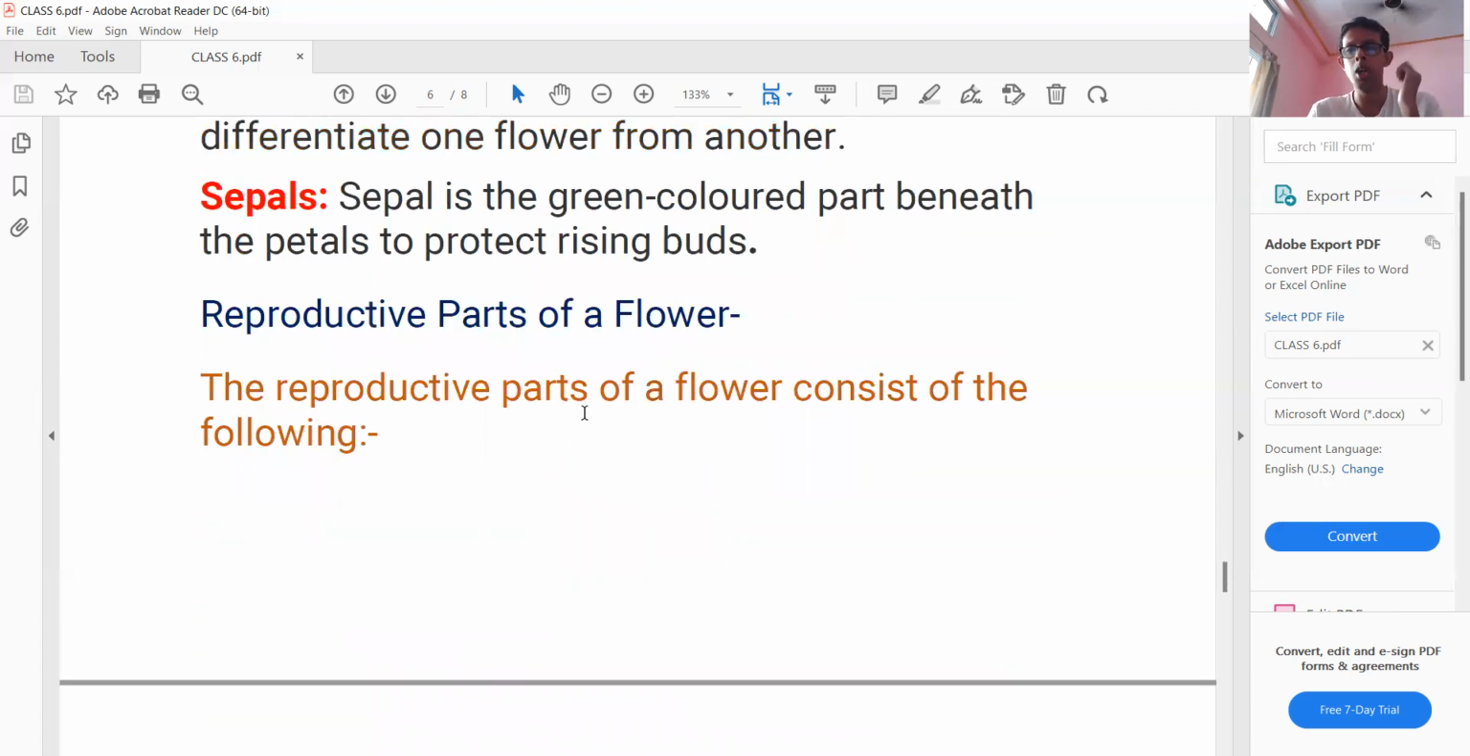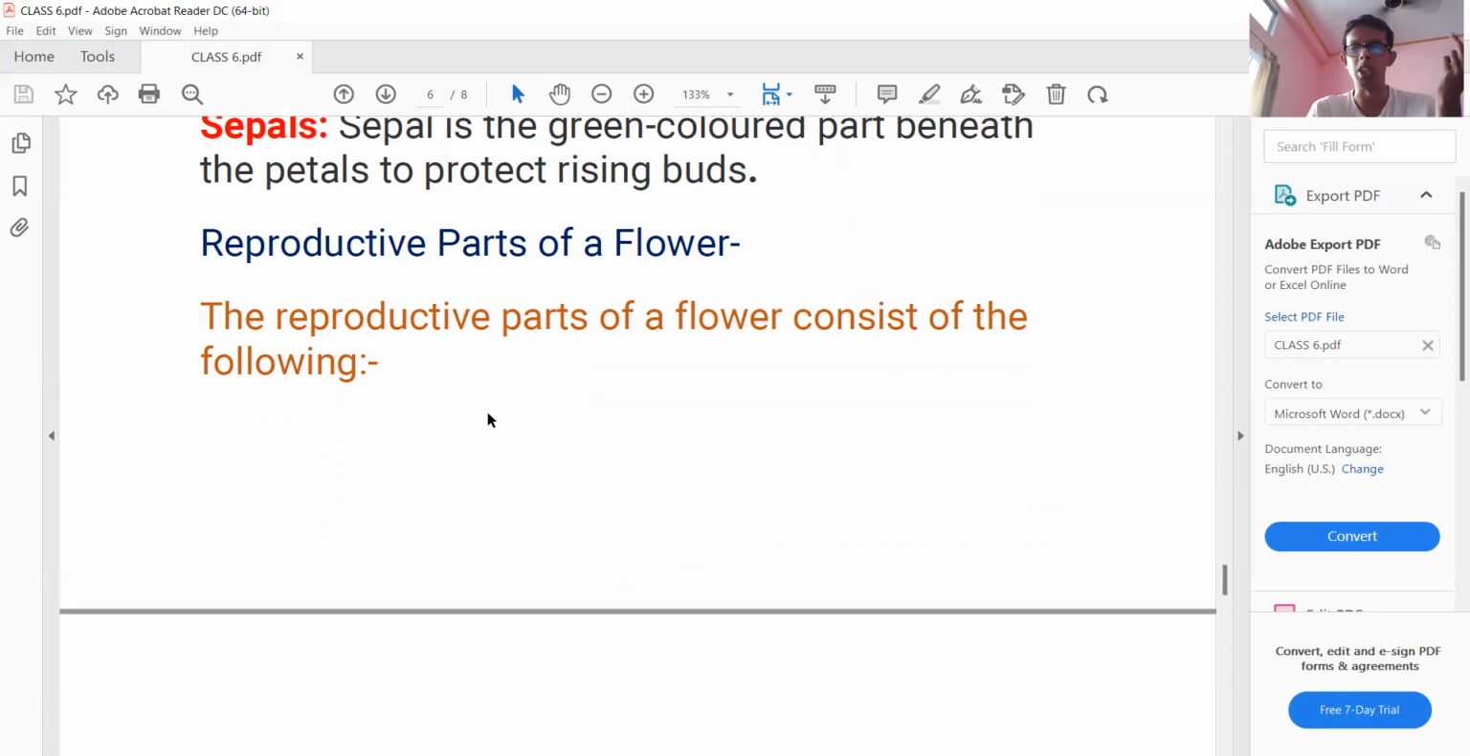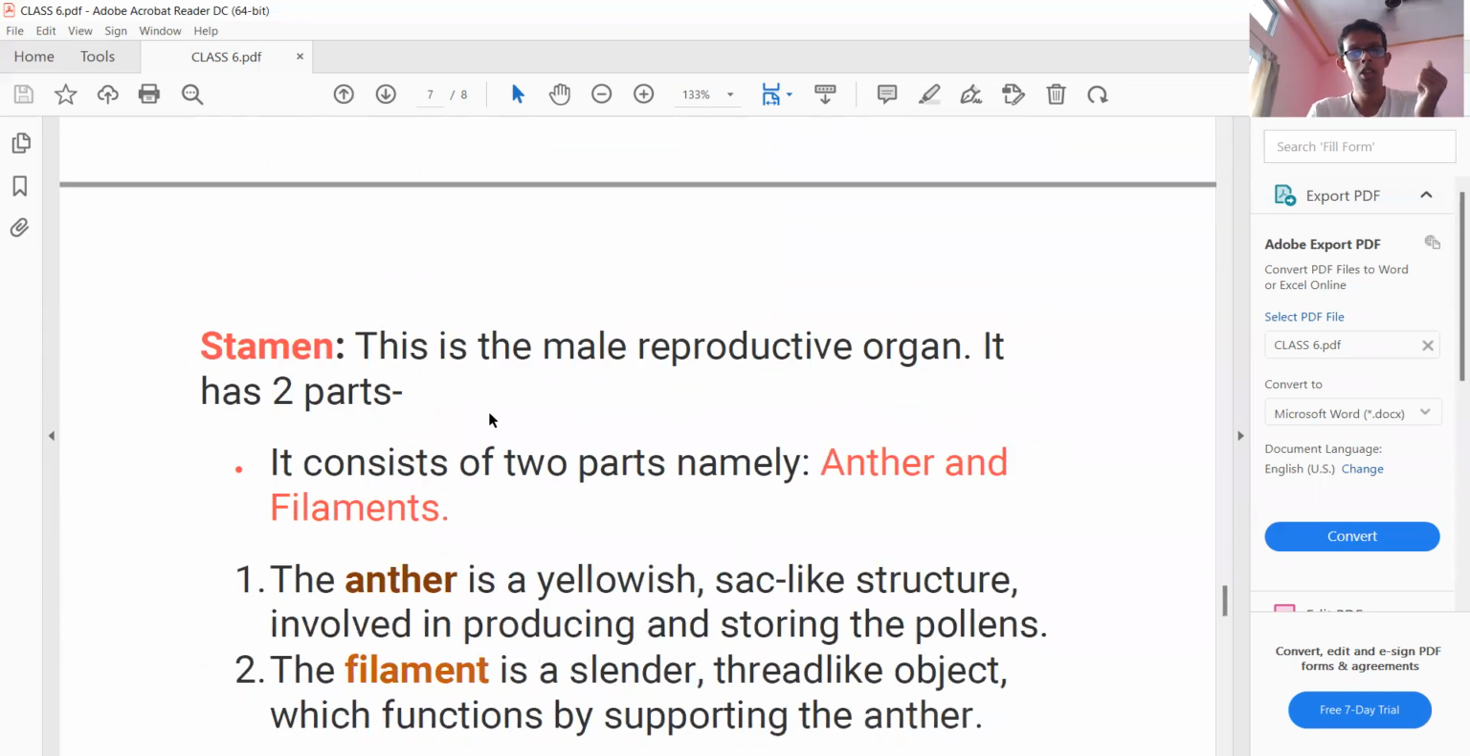Now, what are the reproductive parts of a flower? The reproductive parts of a flower are basically divided into two parts, stamen and the pistil. So what is stamen? Stamen is the male reproductive part of a flower. It is further divided into two parts. One is the anther, other is the filament.